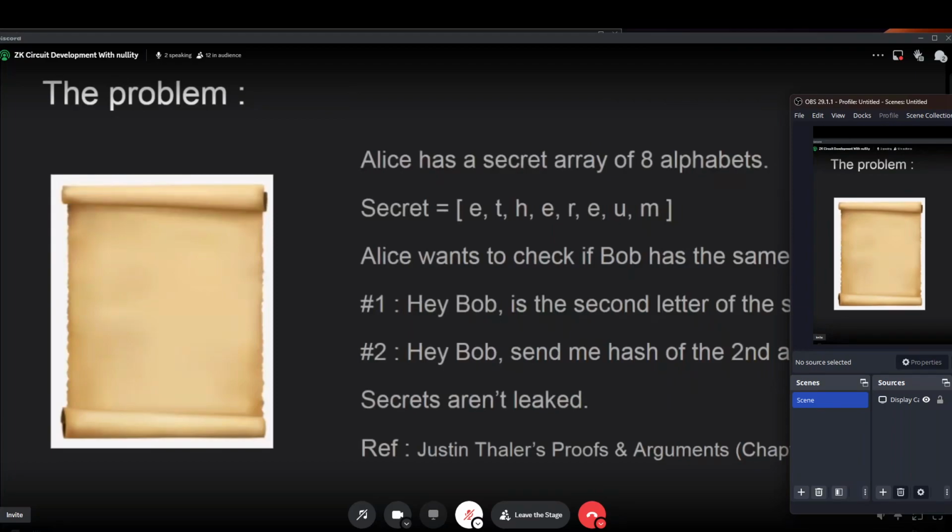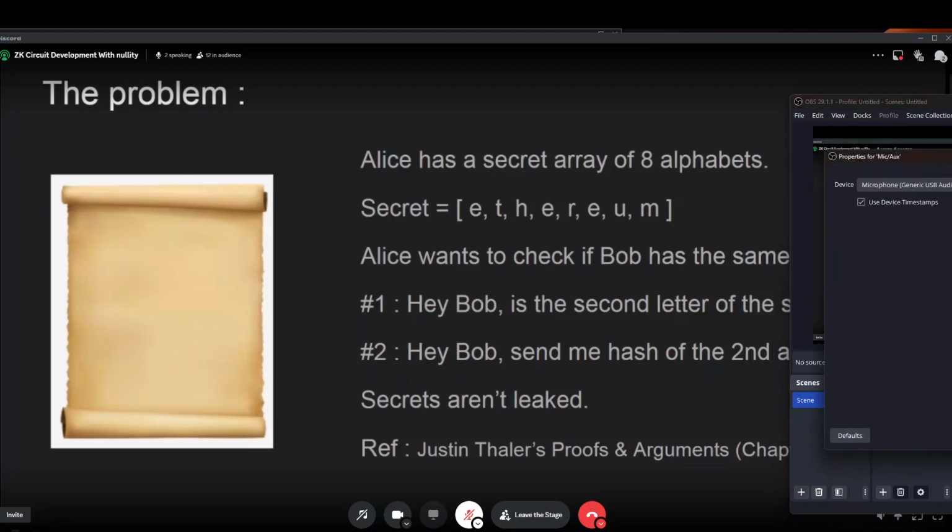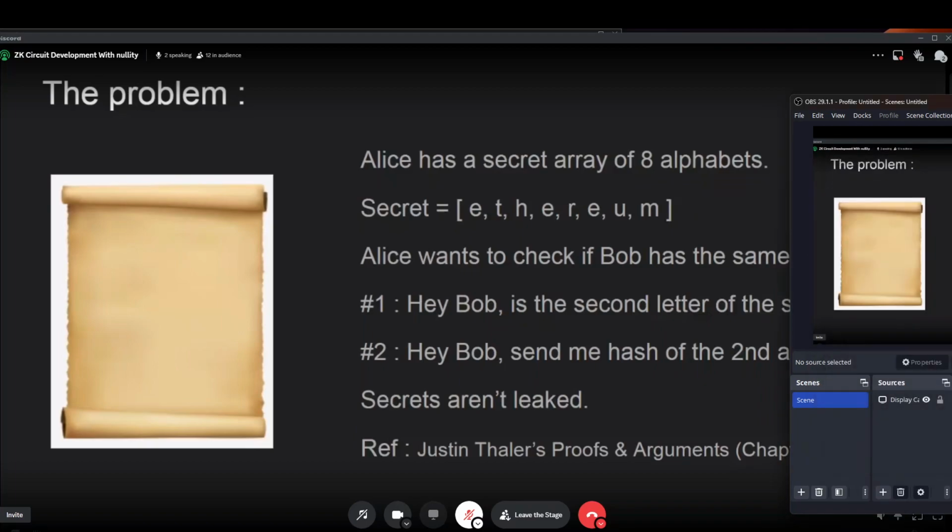So how did this all start? Let's say Alice has a secret array of 8 alphabets and she wants to check if Bob has the same secret. So Alice could do one thing. Alice could go to Bob and say, "Hey, just let me know what is the second letter of this secret." Alice could say, "Is it T or is it H?" And Bob could say yes or no, hit or miss.